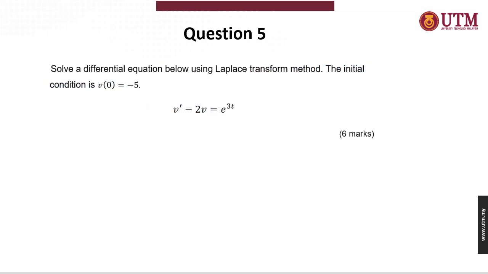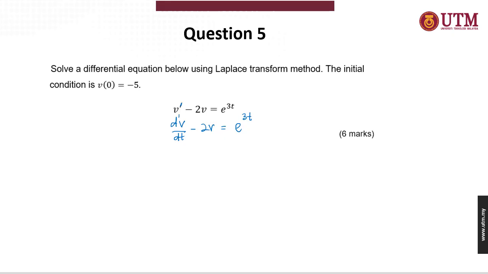Okay, let's look at the last example for today. So solve a differential equation as the equation shown by using Laplace transform. So given the initial condition is v0 equal to minus 5. So we know that when you have this prime, it is basically equal to differentiation. So it is dv over dt minus 2v equal to e to the power of 3t. So prime meaning that you have single power.